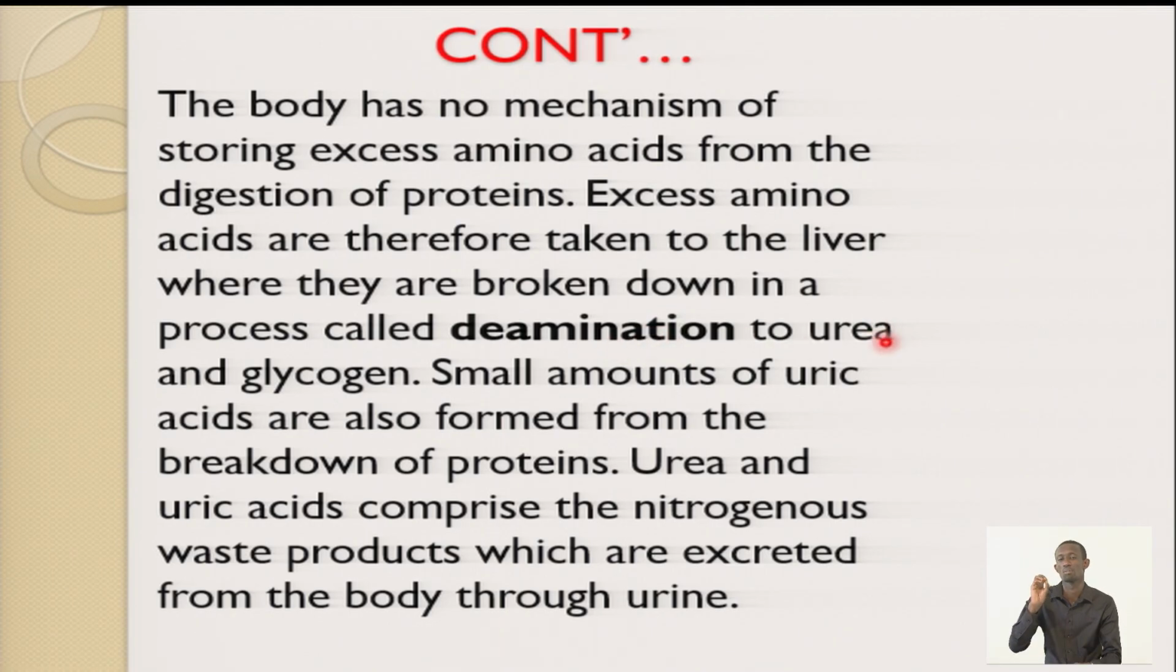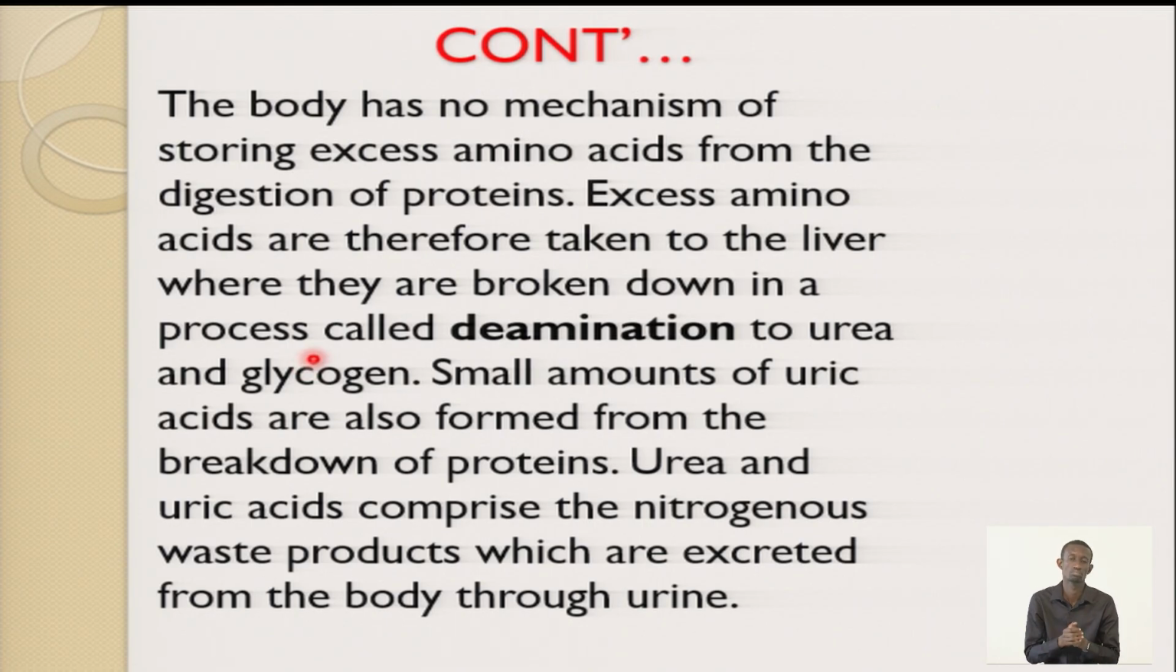So to urea: the process of breaking down excessive proteins in the body is referred to as deamination. To urea and even to form glycogen. And that glycogen can be stored in the body, in the liver, which could be converted back into glucose, which can be used by the body for cellular respiration and energy production.